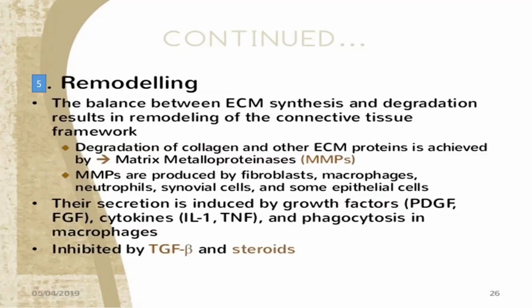Finally, the last one is remodeling. The balance between extracellular matrix synthesis and degradation results in remodeling of the connective tissue framework. Degradation of collagens and other ECM proteins is achieved by matrix metalloproteinases, which are also known as MMPs. The MMPs are produced by the fibroblasts, macrophages, neutrophils, synovial cells, and some epithelial cells.